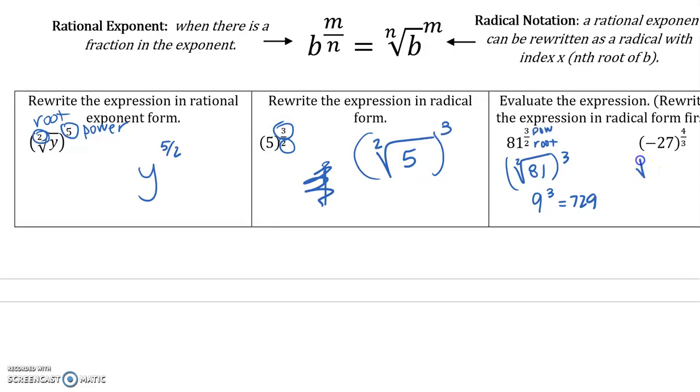For the next one, this time it's a third root of negative 27 to the fourth power. Well, the third root of negative 27 is just negative 3. And then I take negative 3 to the fourth power. If you're going to put that in your calculator, make sure you put negative 3 in parentheses, because negative 3 multiplied 4 times ends up giving you a positive number of 81.